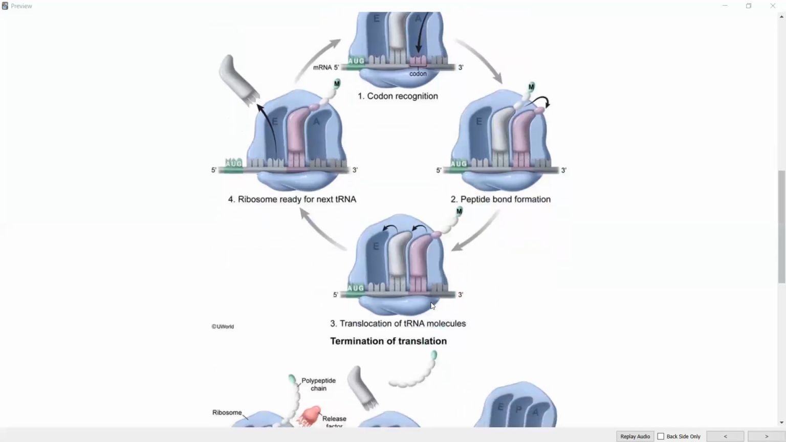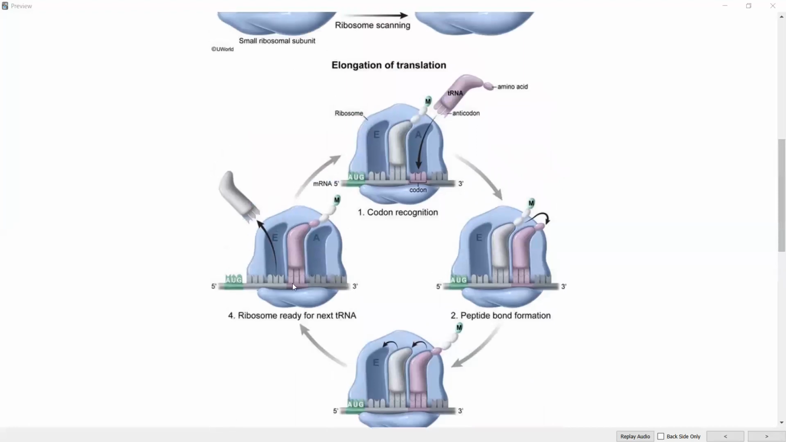And then the whole ribosome is going to shift to the right. Once it shifts, this tRNA now moves to the P site, and the empty tRNA, which no longer has a chain, moves to the E site and exits. This continues onwards and onwards, and the polypeptide chain gets longer and longer as the mRNA continues to extend to the left.